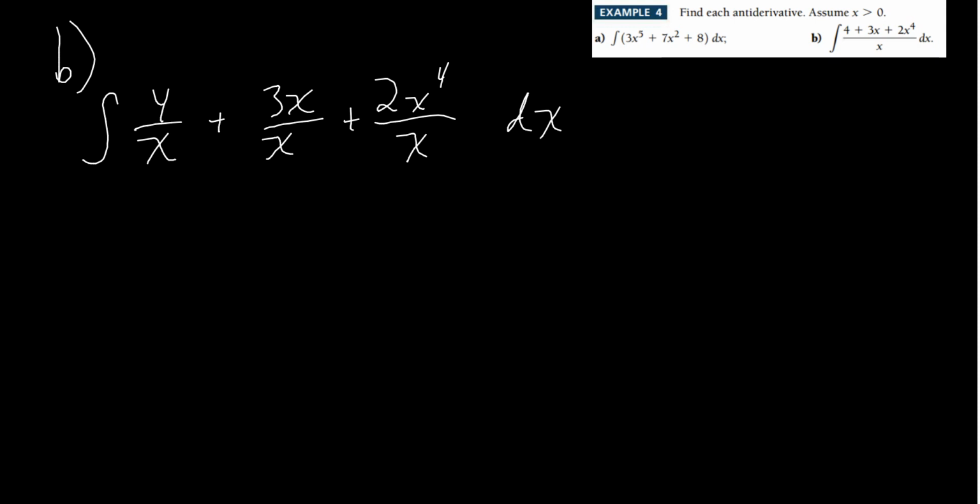Again, we just split this up into fractions, and then we're going to integrate these fractions one at a time. But before we do, let's go ahead and simplify this. Well, 4 over x stays as 4 over x. The 3x over x, we can reduce that into simply a 3. So plus 3 here. And then the 2x to the fourth over x, well, this x goes away, and this x turns to a 3. So we have 2x cubed at the end. So plus 2x cubed.